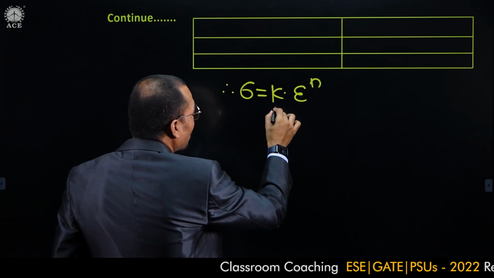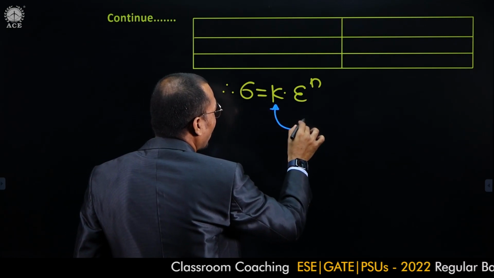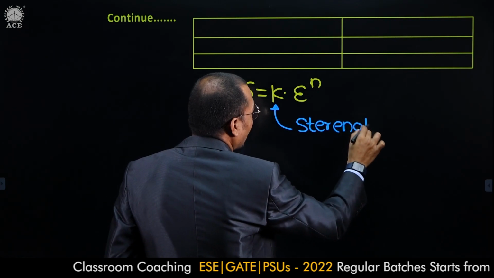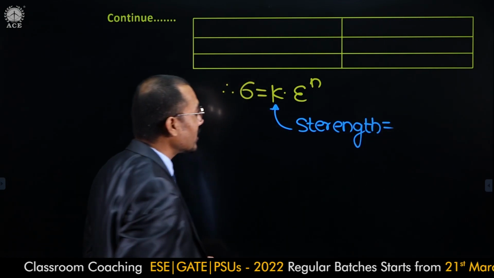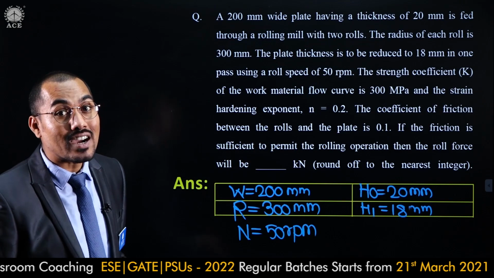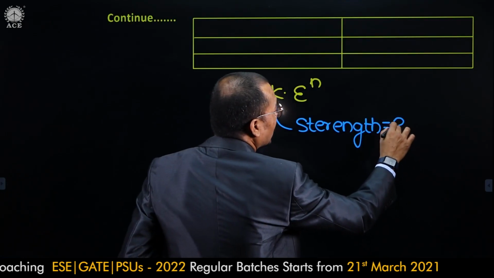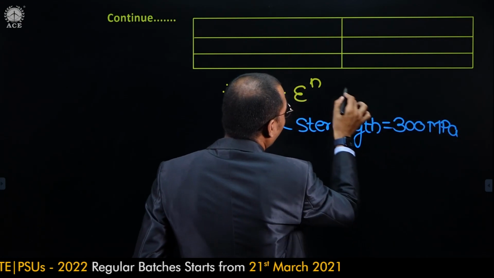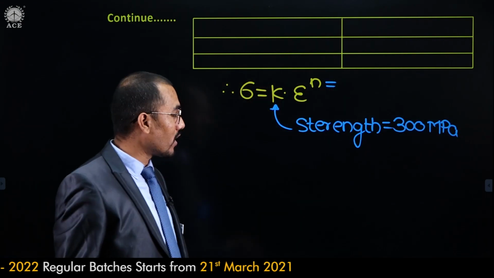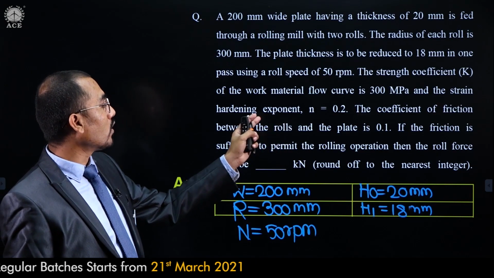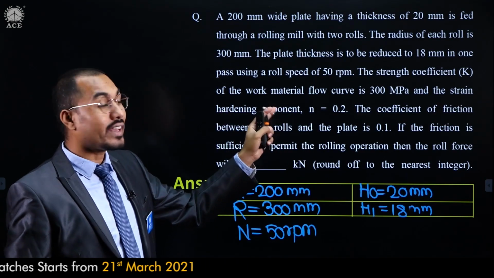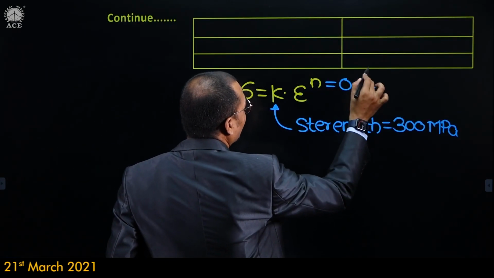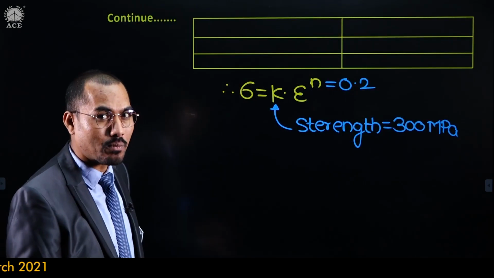Here sigma is the flow stress, and K stands for the strength coefficient, whose value is given. How much is it given? That strength coefficient is 300 MPa, 300 megapascal. And small n is the strain hardening exponent, whose value is given as 0.2. These are the important things given in the problem.